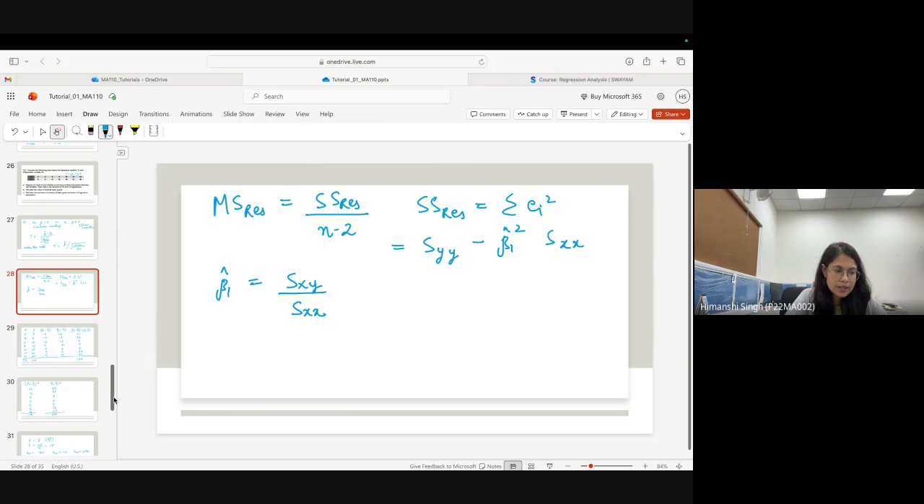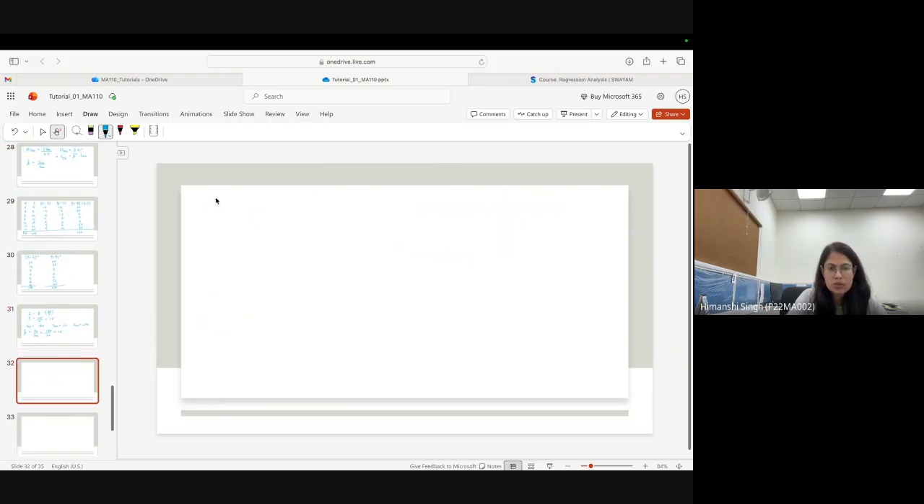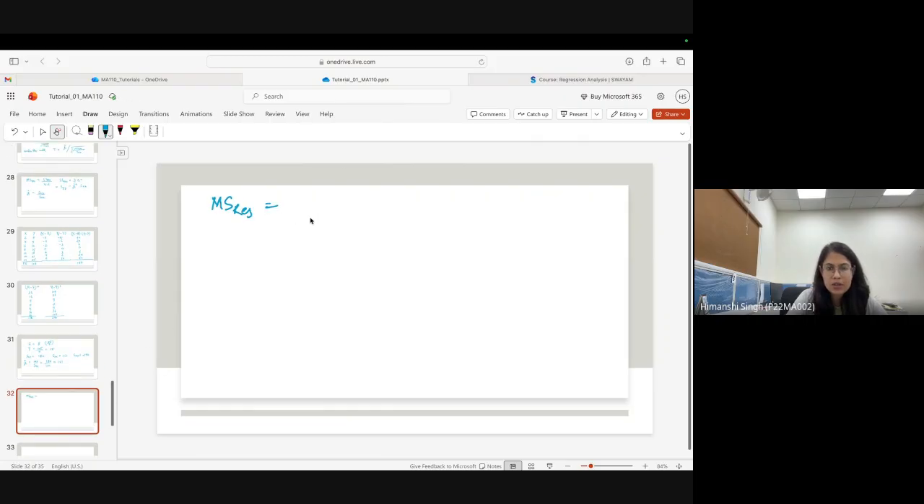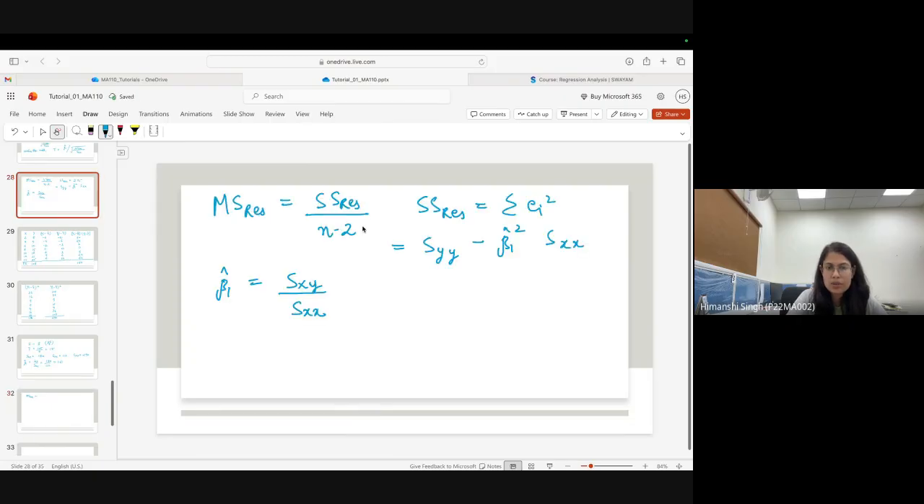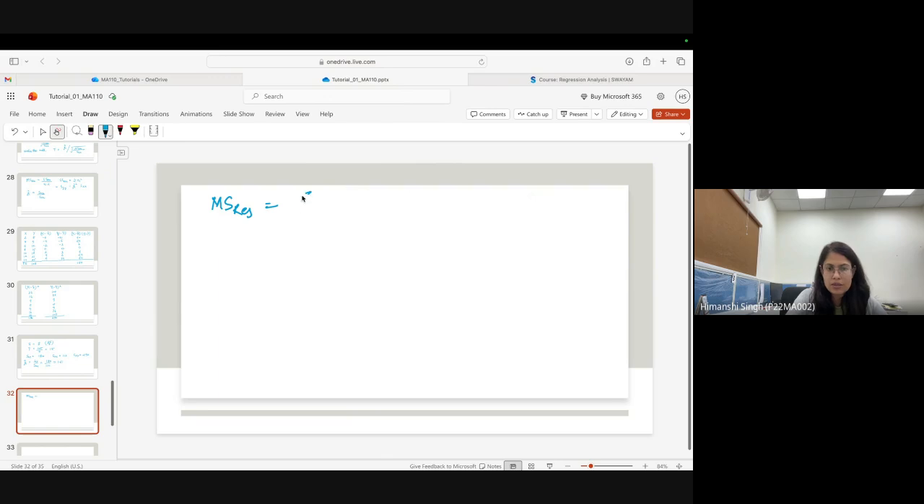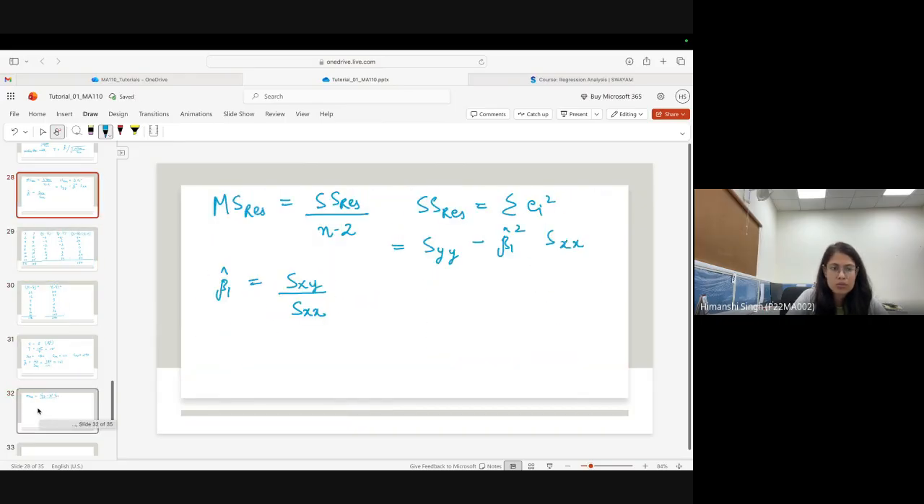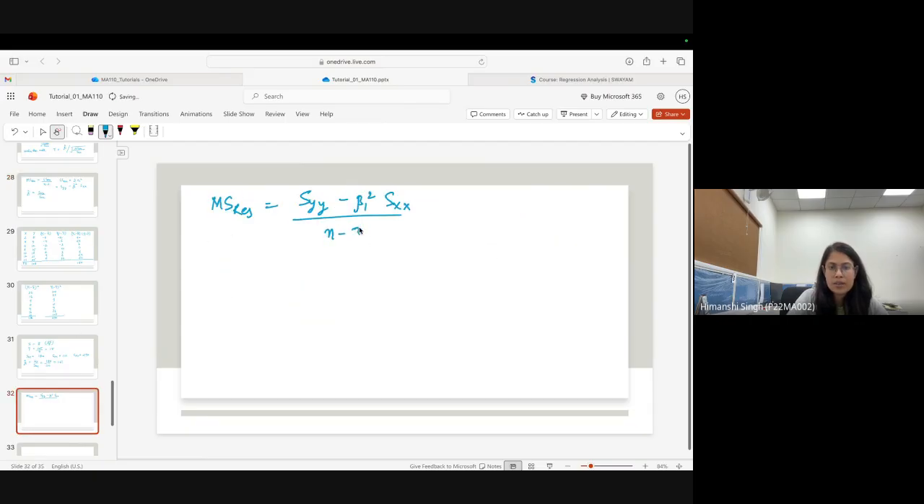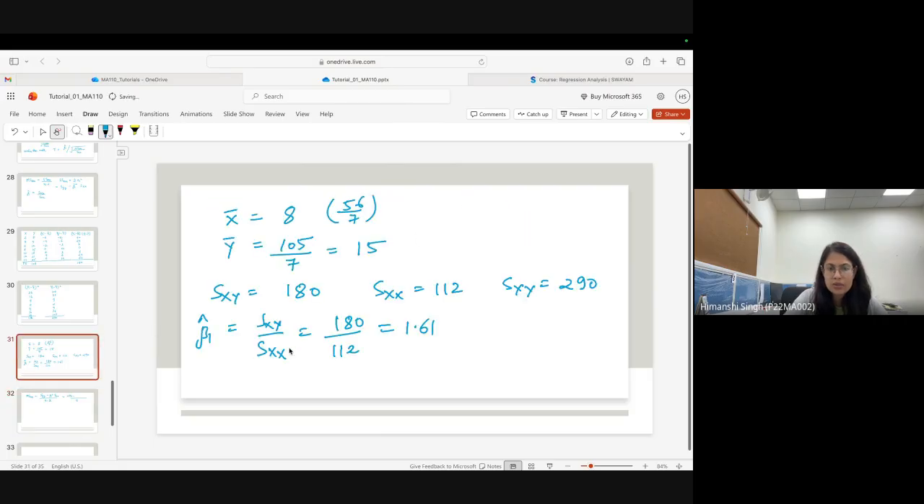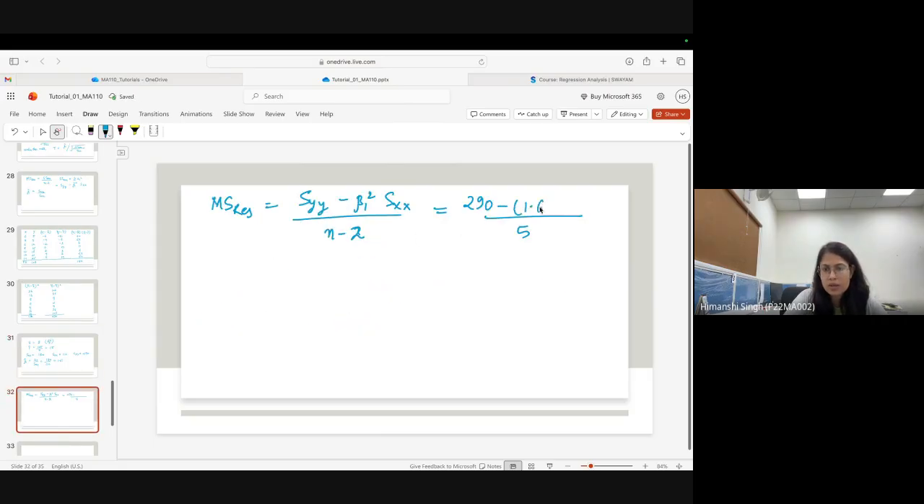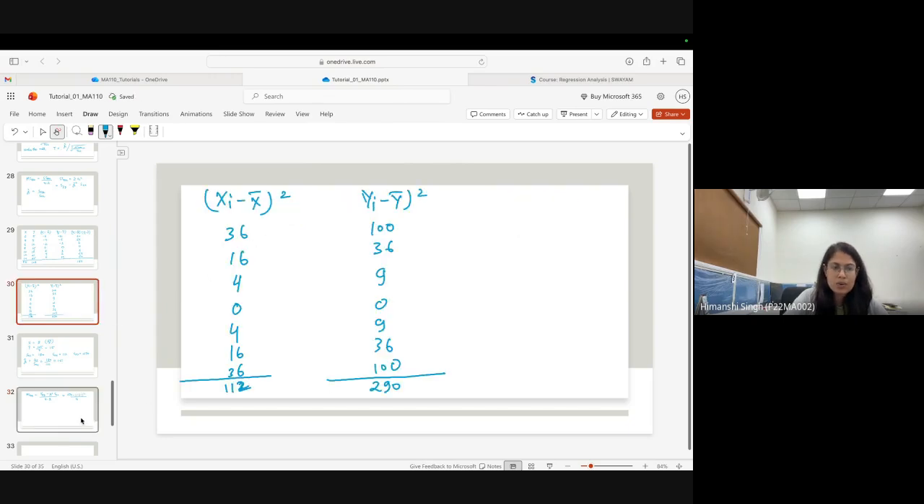Now I have to calculate MSRES. MSRES is nothing but SSRES divided by n minus 2. Here SSRES is SYY minus beta 1 hat square into SXX, divided by n minus 2. What is n here? It is 7, and 7 minus 2 is 5. SYY is 290, so it is 290 minus beta 1 hat square, where beta 1 hat is 1.61, times SXX, which is 112.